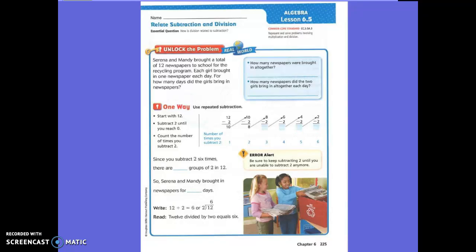Serena and Andy brought a total of 12 newspapers to the recycling program. Each girl brought in one newspaper each day. For how many days did the girls bring in newspapers? Okay, how many newspapers did it say that they brought all together? 12 newspapers. Write that down.